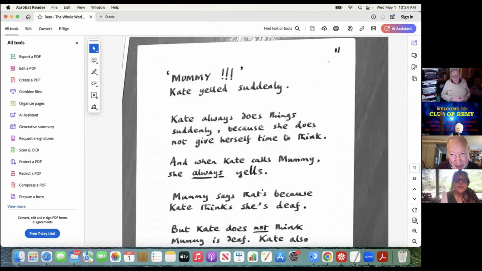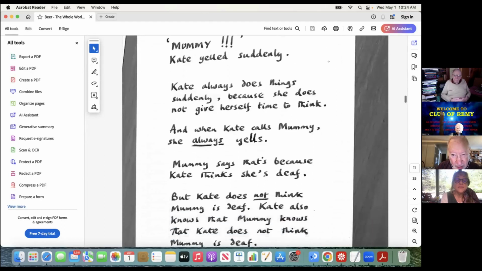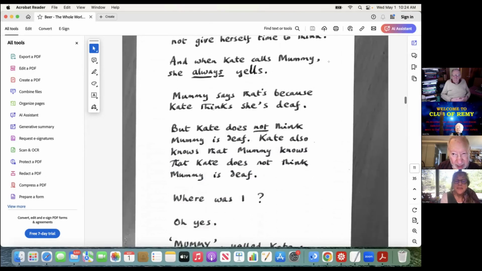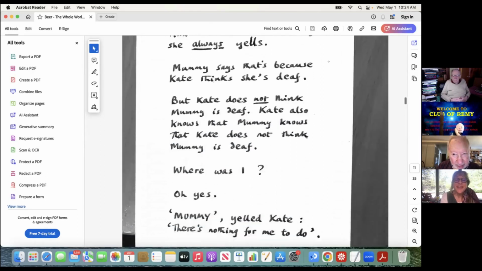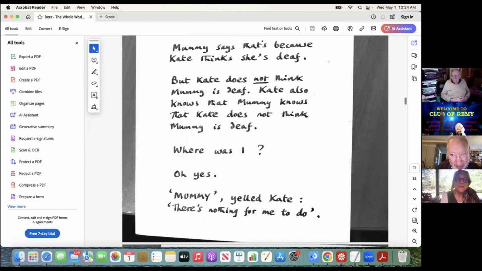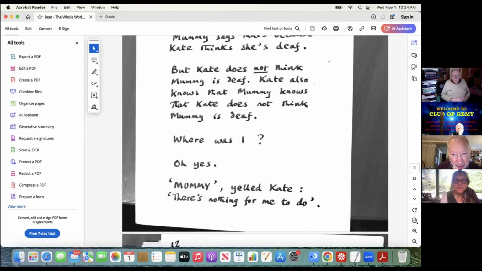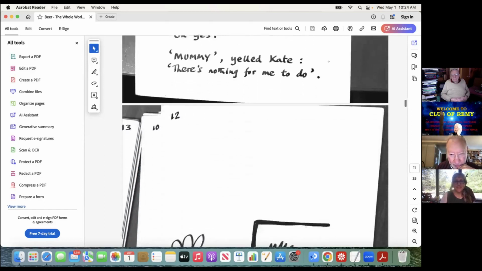Kate always does things suddenly because she does not give herself time to think. And when Kate calls Mommy, she always yells. Mommy says, Kate, that's because Kate thinks she's deaf, but Kate does not think Mommy is deaf. Kate also knows that Mommy knows that Kate does not think Mommy is deaf. And now he's playing with recursions of language that Kate knows, that Mommy knows, that Kate knows, and so on. Where was I? Oh, yes, Mommy, yelled Kate. There's nothing for me to do.